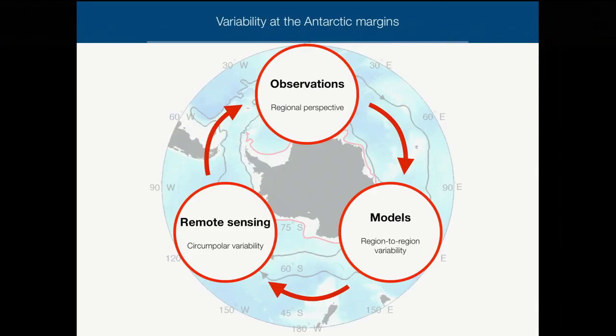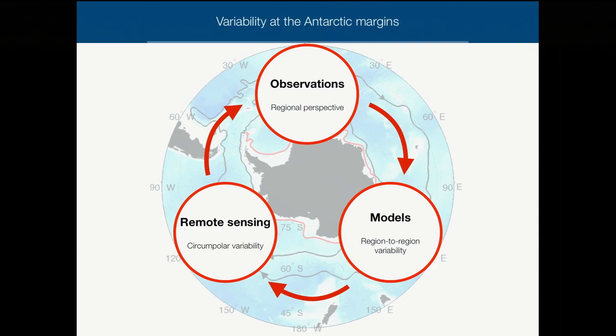Okay, so I'm getting into the main results now. There's going to be three parts of this talk. I'd like to start with giving an overview of some of the observations that have really changed our perspective of what the Antarctic margins look like. This will largely be based on a regional perspective, so we've gone to very specific regions around Antarctica and made some very high resolution measurements.